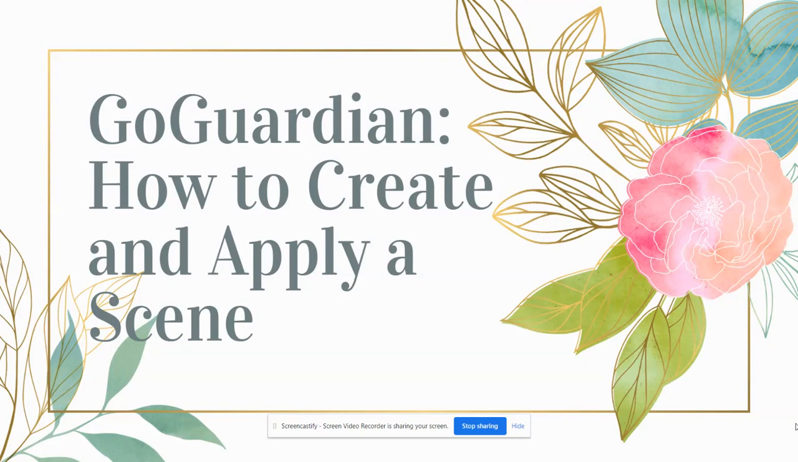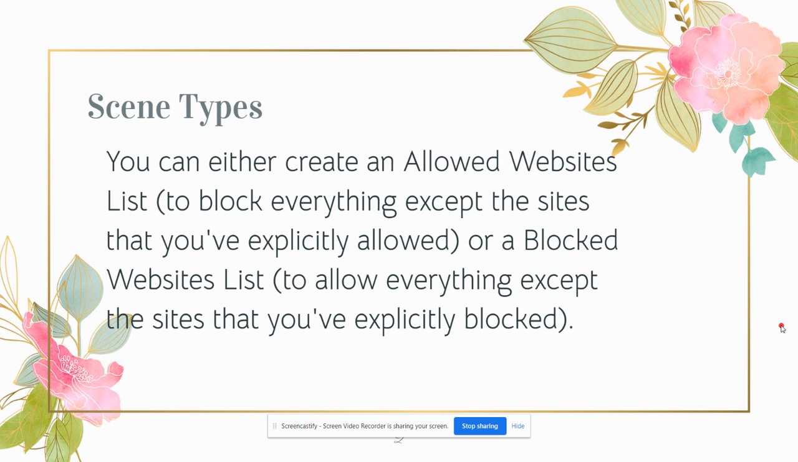Good morning. This video is on how to create and apply a scene using GoGuardian. There are two types of scene types. The first one is called an allowed website list. This is to block everything except the sites that you explicitly allowed.